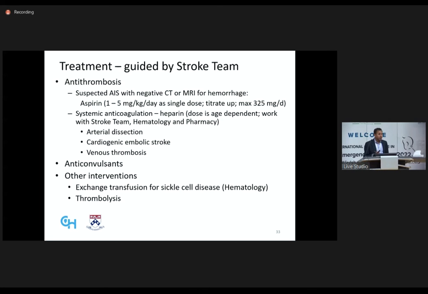And then treatment should be guided by the stroke team, because as emergency medicine physicians or pediatricians, I'm sure you will agree that none of us has enough experience managing this condition. If you're suspecting ischemic stroke, the possible treatments, which you will review with your neurologist, include aspirin, systemic anticoagulation, heparin, and anticonvulsants if the patient is having a seizure. If it's a sickle cell patient, you will consider exchange transfusion.